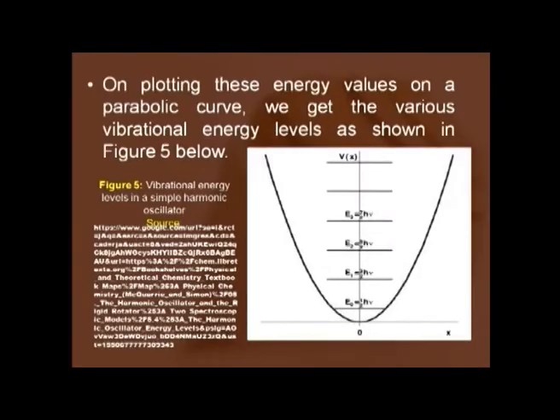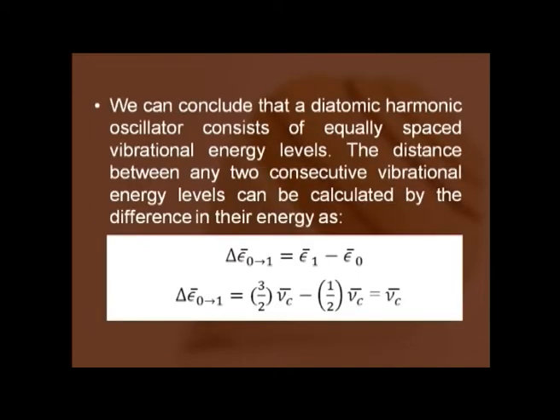The above results show that the energy values of a diatomic molecule acting as a simple harmonic oscillator are quantized and they cannot vary abruptly. In fact, it is the occurrence of these quantized vibrational energy levels that gives rise to vibrational spectra of the molecules, which again could not be explained by the principles of classical mechanics. On plotting these energy values on a parabolic curve, we get the various vibrational energy levels as shown in figure 5 below. Figure 5 shows the vibrational energy levels in a simple harmonic oscillator. We can conclude that a diatomic harmonic oscillator consists of equally spaced vibrational energy levels.